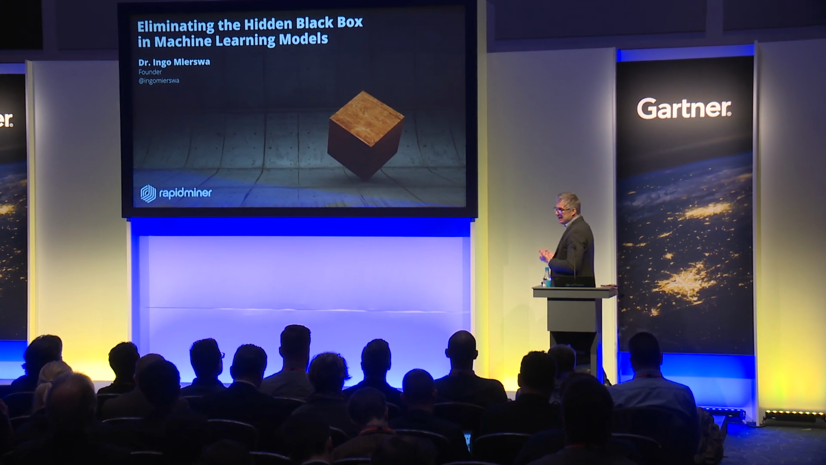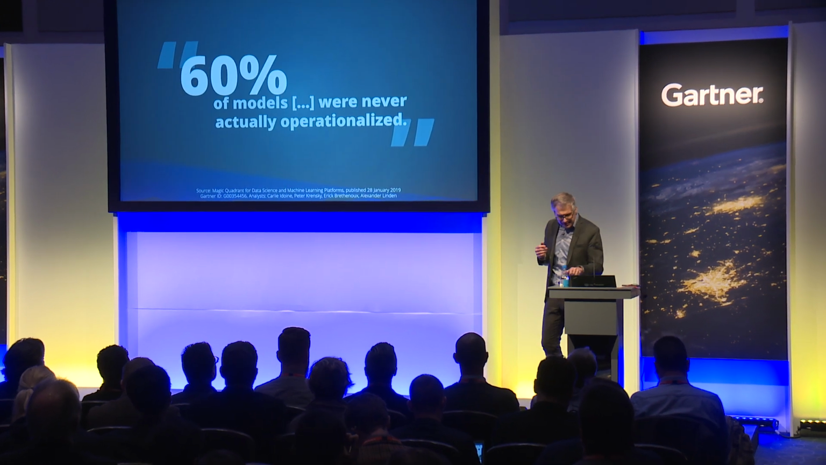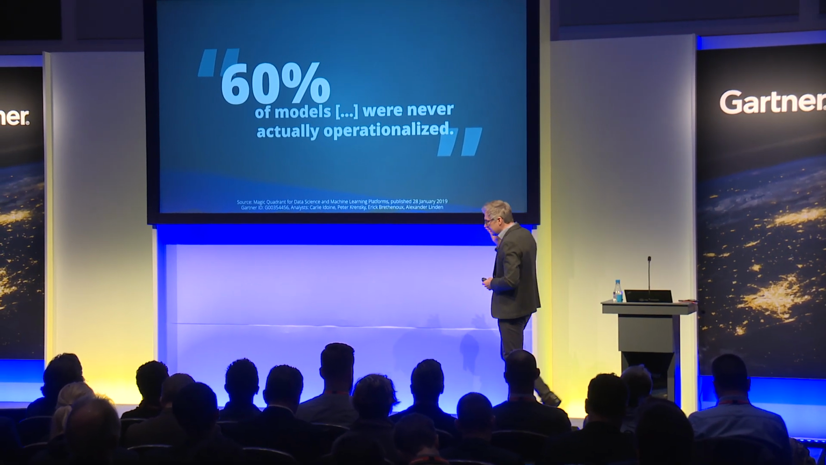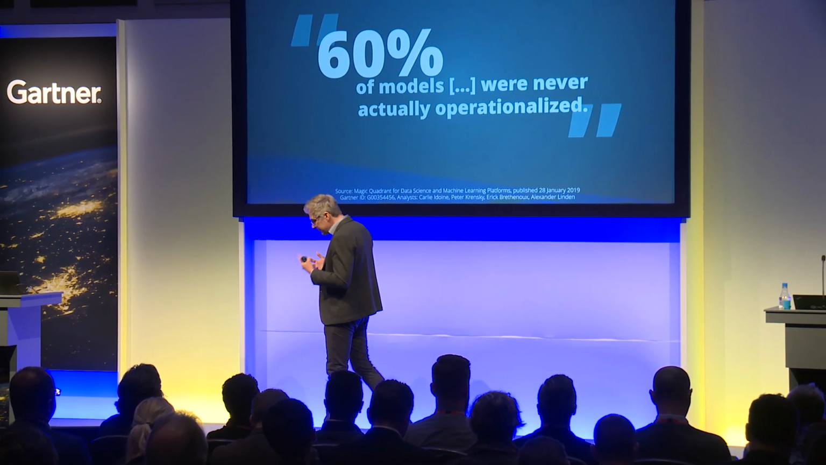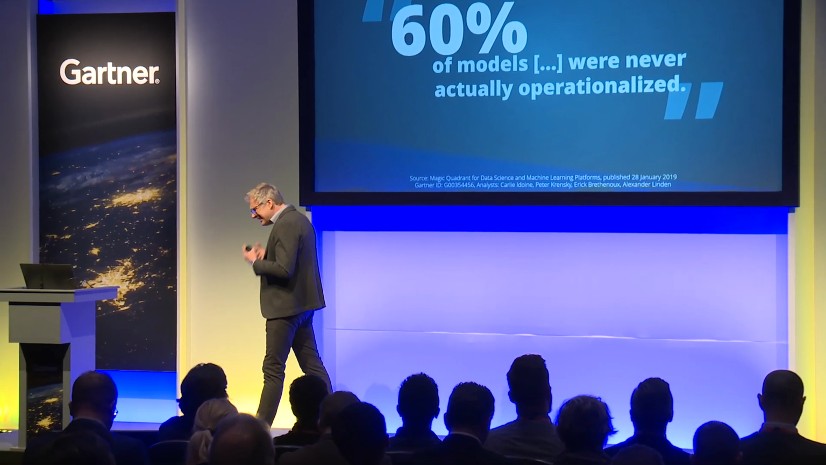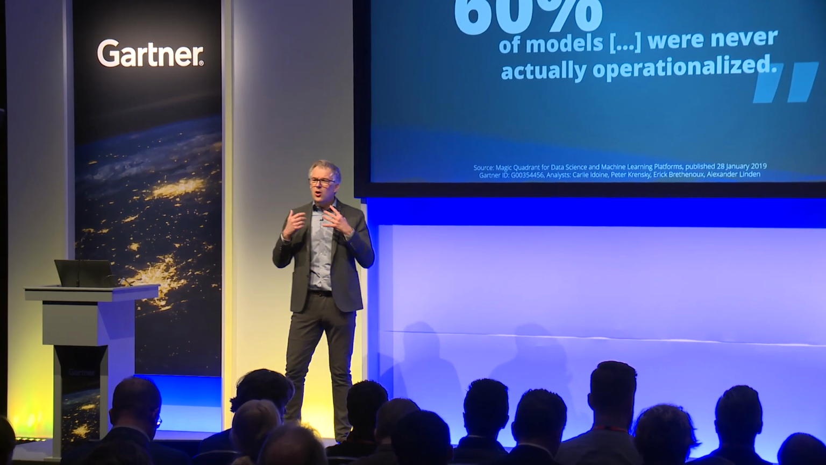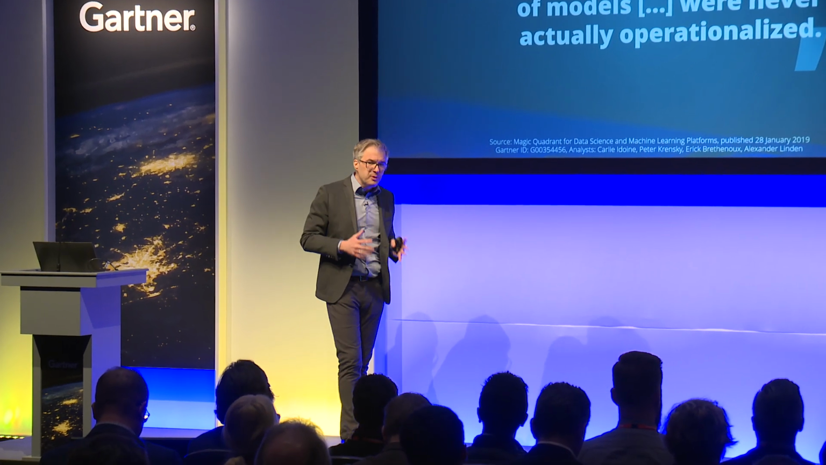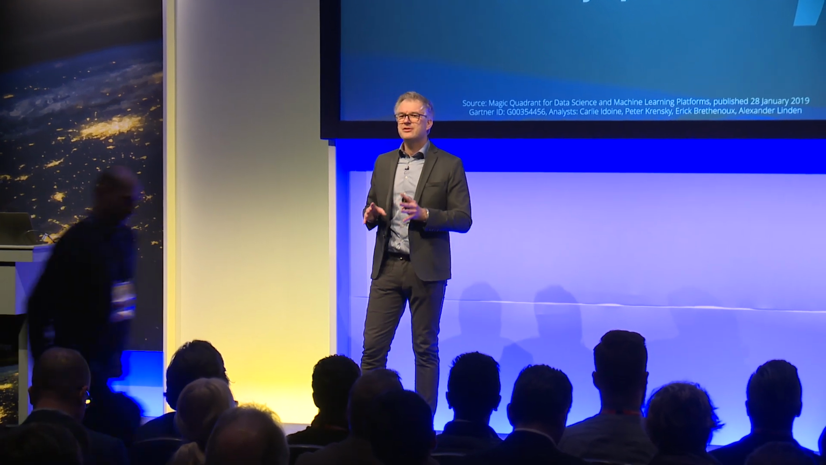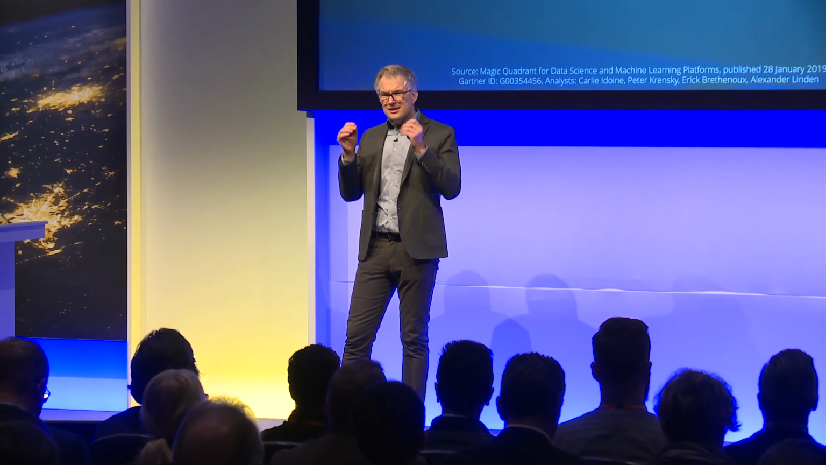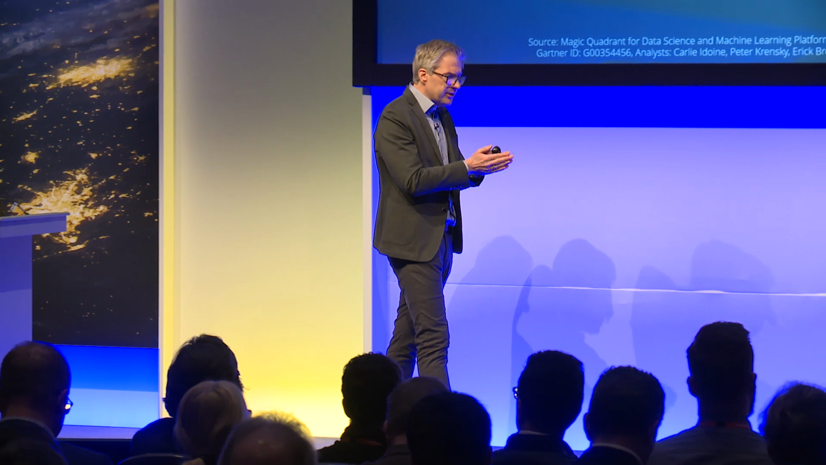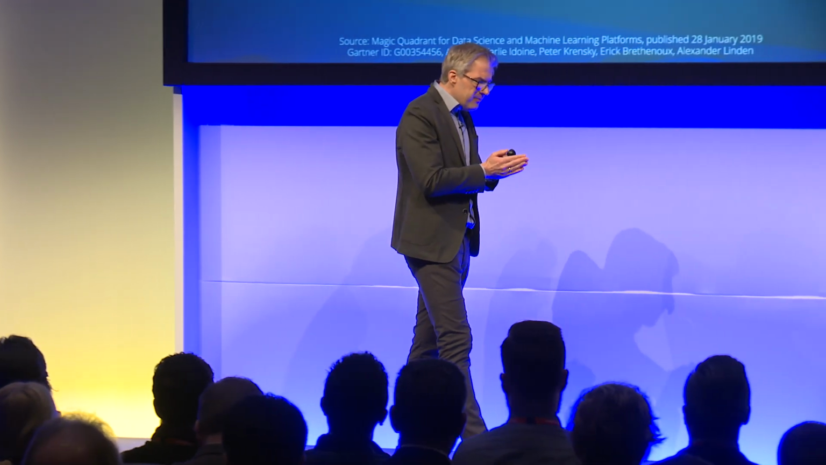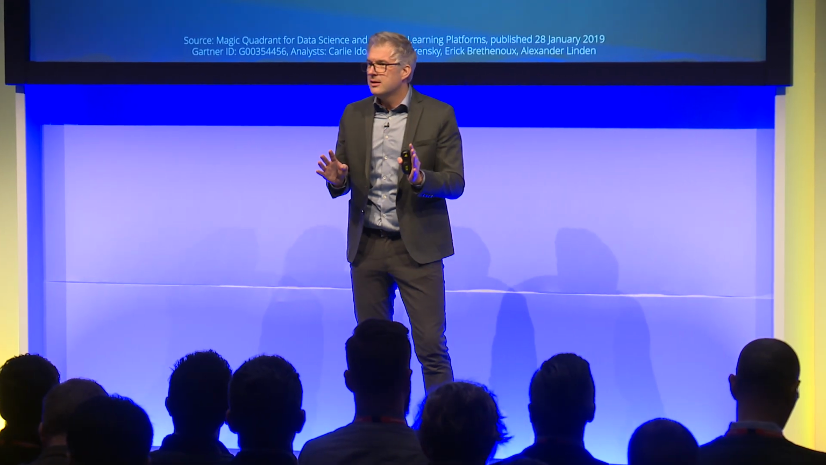But before we get there, let's phrase the whole problem in a slightly different way. This is a quote I took from the Gartner Magic Quadrant of Data Science and Machine Learning Platforms research piece. 60% of all models which are intended to be put into production are actually never operationalized. And this is just an astounding number. Think about this. It's not 60% of all the models, but models which actually should have been put into production. And 60% of them are never seeing the light of day.